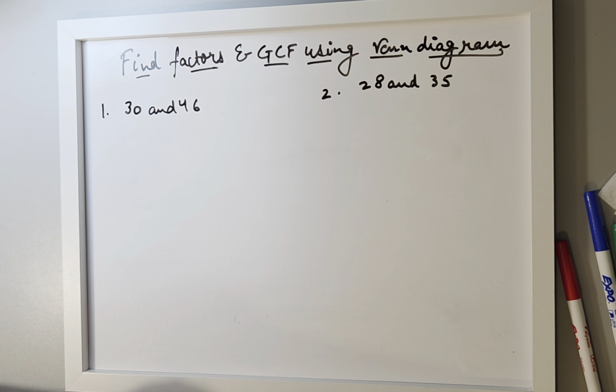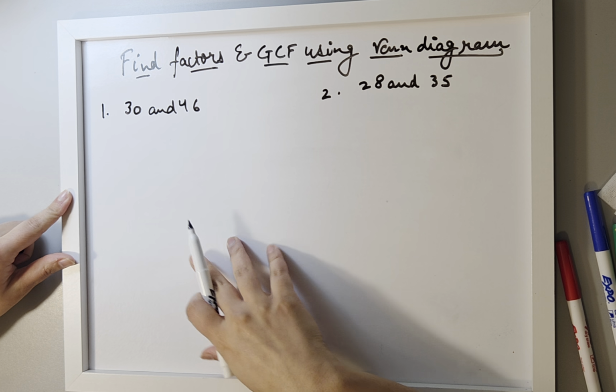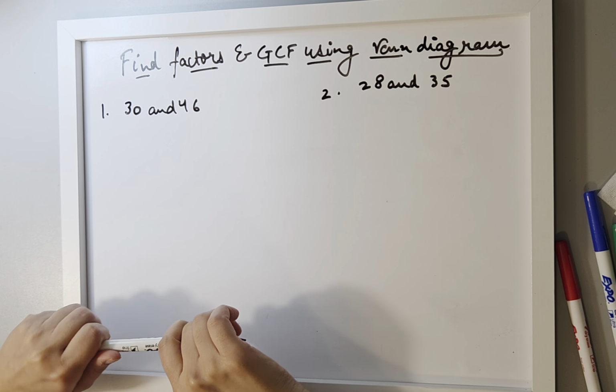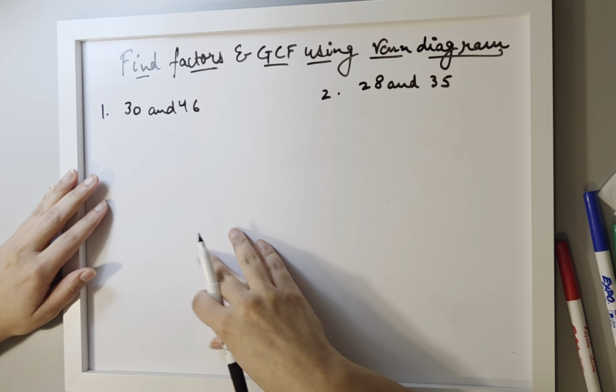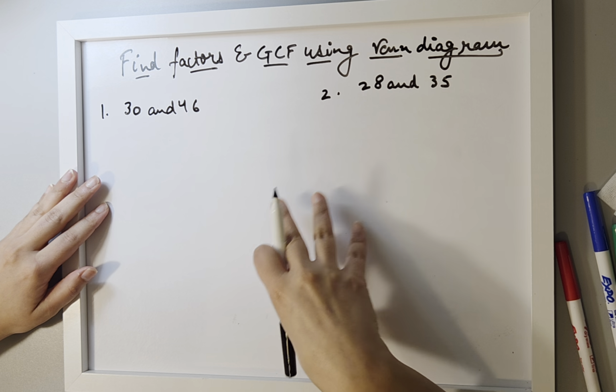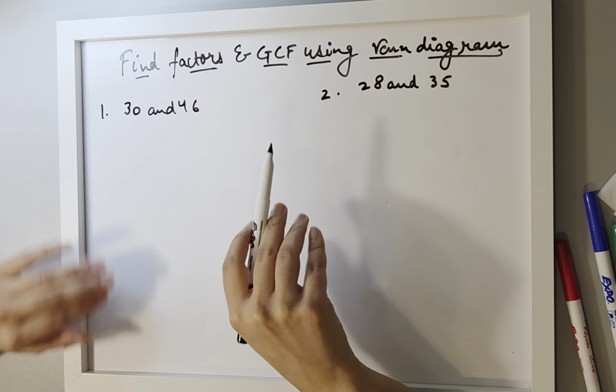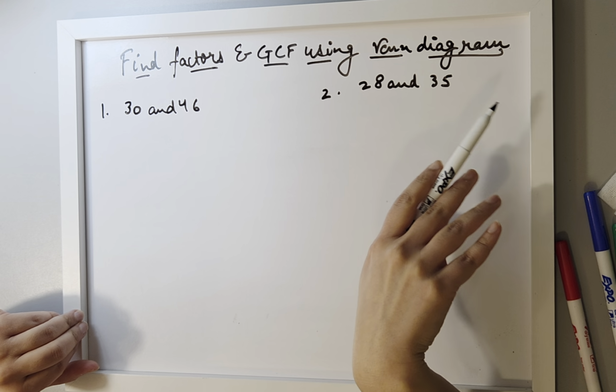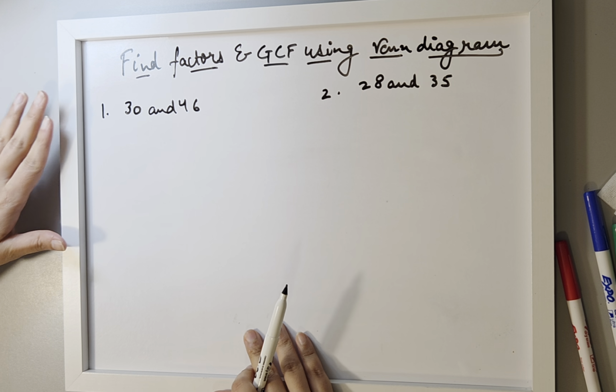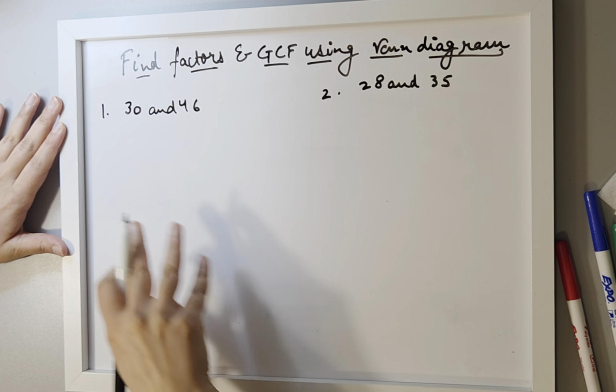Hi everyone. So today we'll be doing some examples of how to find the factors, common factors, and then eventually the greatest common factors, but also how to represent it in Venn diagrams. Okay. So first of all, to find the factors.